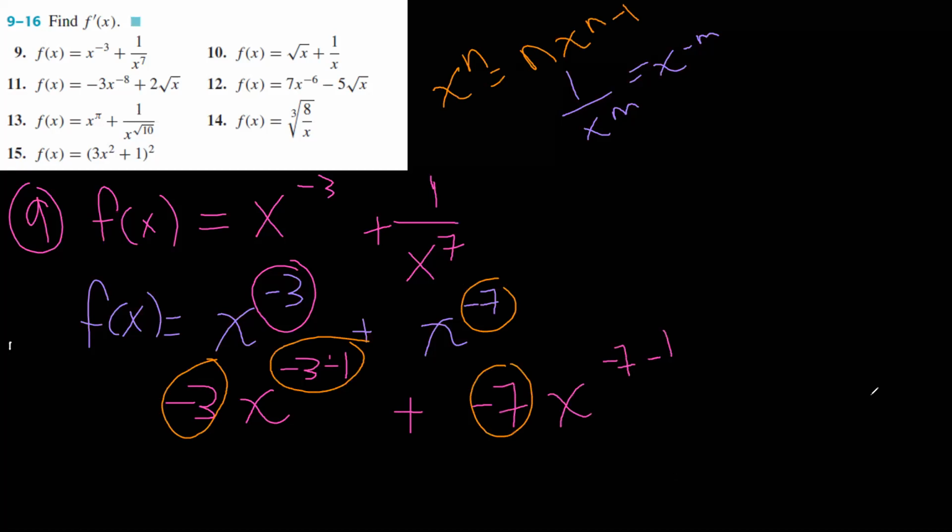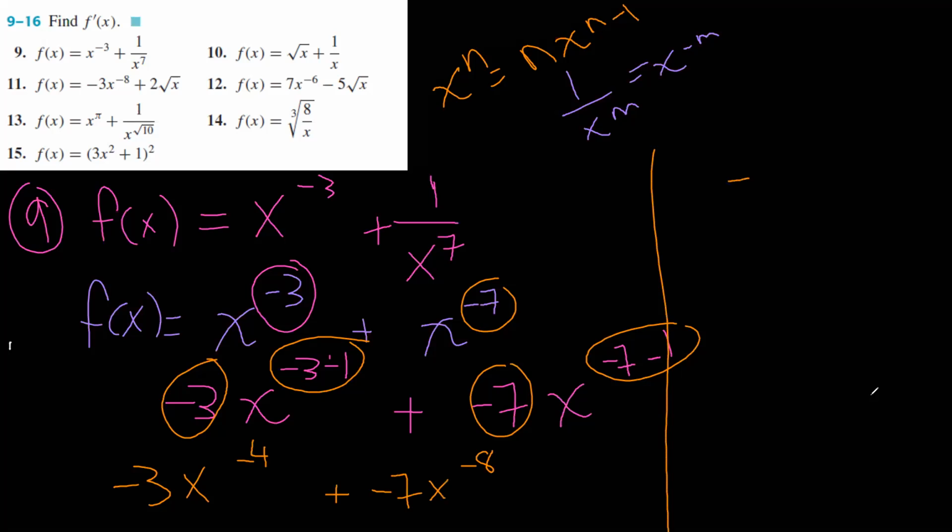So because of that, the derivative here will be negative 3x raised to the power negative 3 minus 1, which is negative 4, plus negative 7x raised to the power negative 8. Then now I can rewrite it as negative 3 over x raised to the power 4 plus negative 7 over x raised to the power 8. Is it clear?